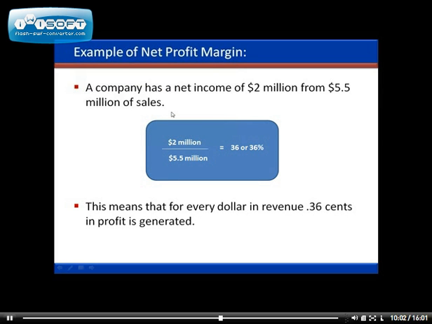Take a company that has a net income of $2 million from $5.5 million of sales. If we were to put these two figures together in the net profit margin formula, we would put $2 million over $5.5 million and we would get 0.36 or 36%. And this means that for every dollar in revenue, 36 cents in profit is generated. Or for every dollar in revenue that we make, we keep 36 cents.